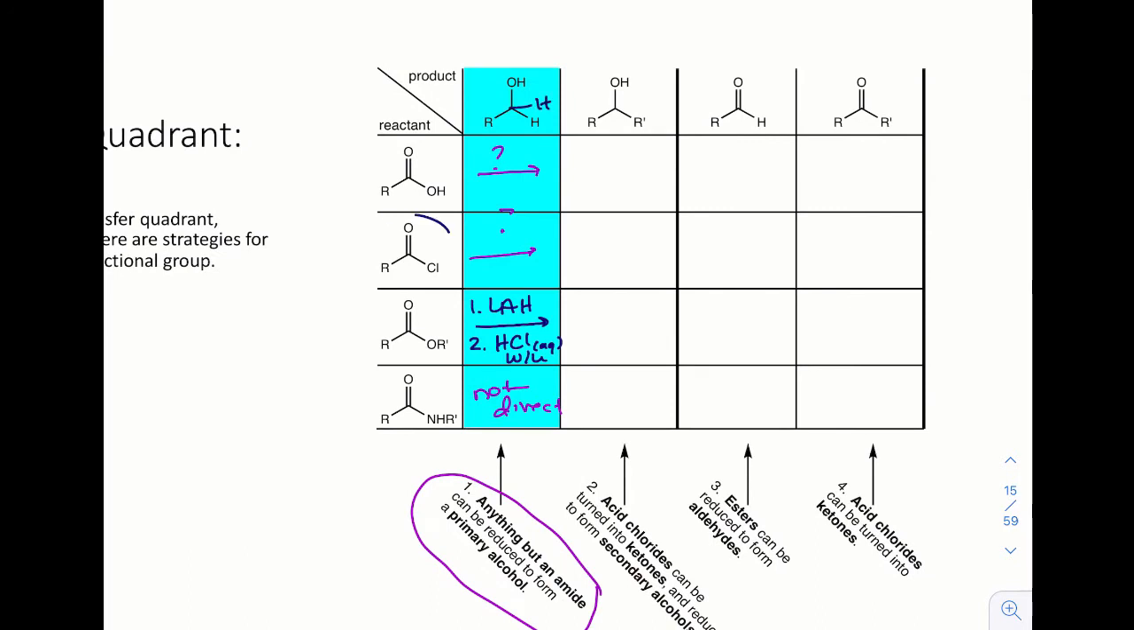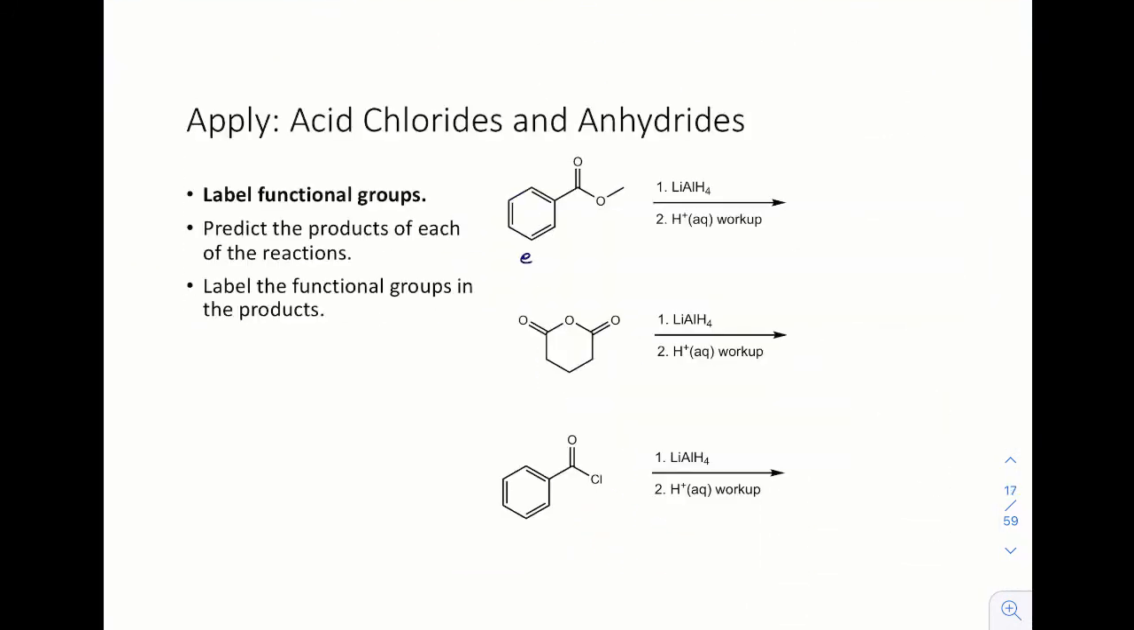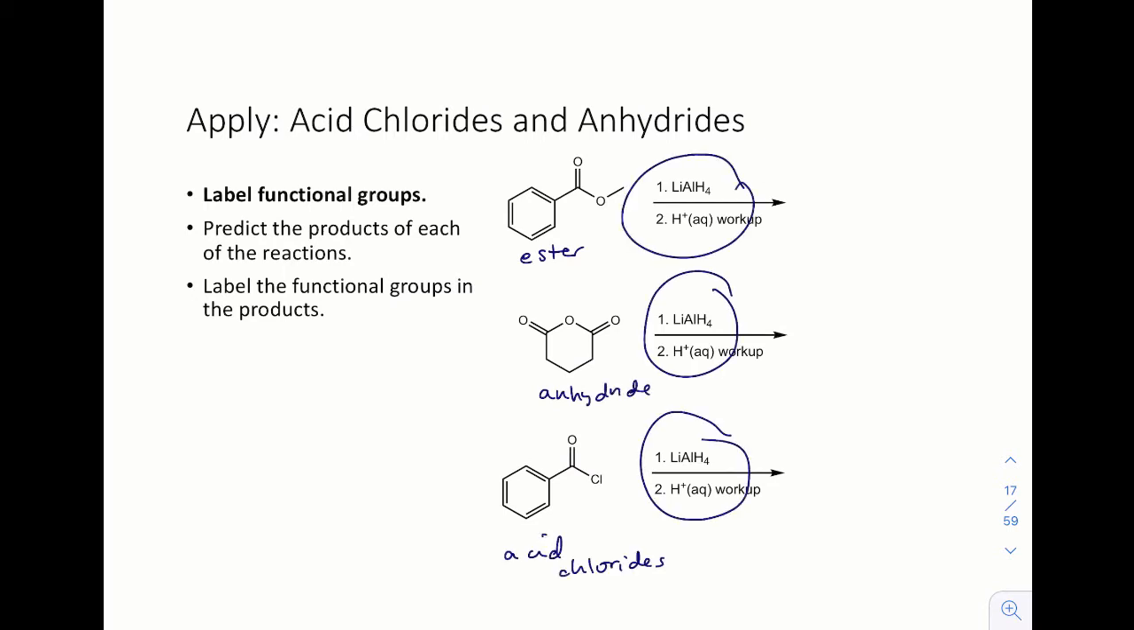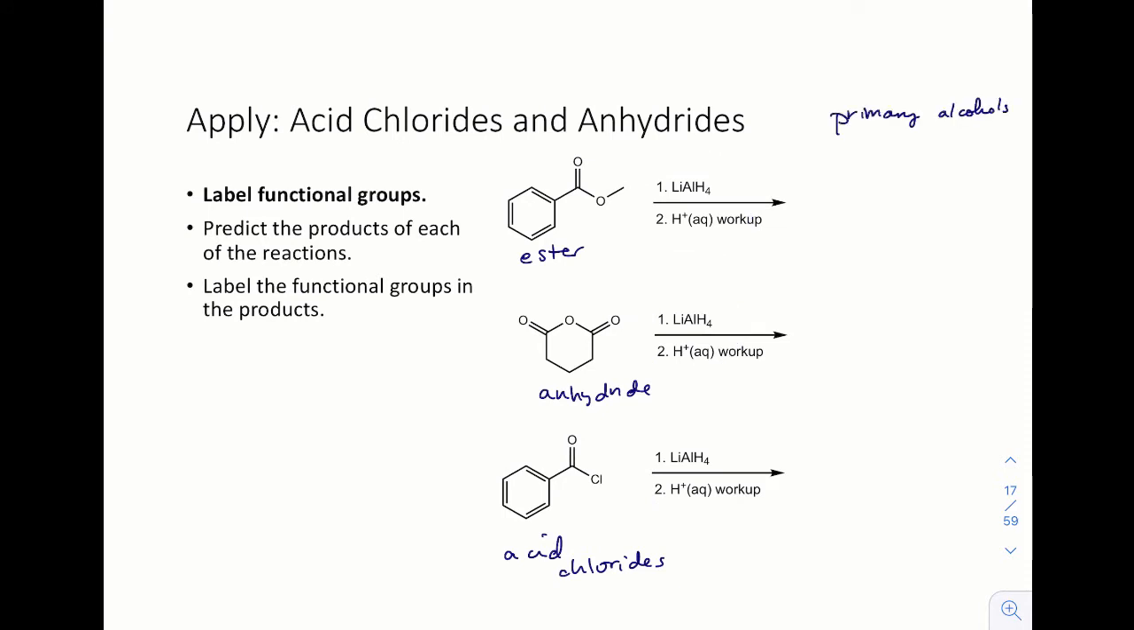Well, I have a question for you. How do you think that acid anhydrides and acid chlorides will react under the same conditions with lithium aluminum hydride? Do you think they'll make primary alcohols under those conditions? Well, yes. So esters, anhydrides, and acid chlorides will all react with lithium aluminum hydride followed by an aqueous acidic workup to generate primary alcohols.